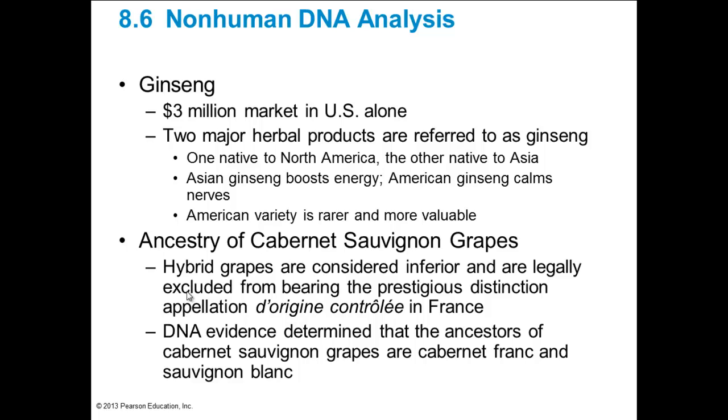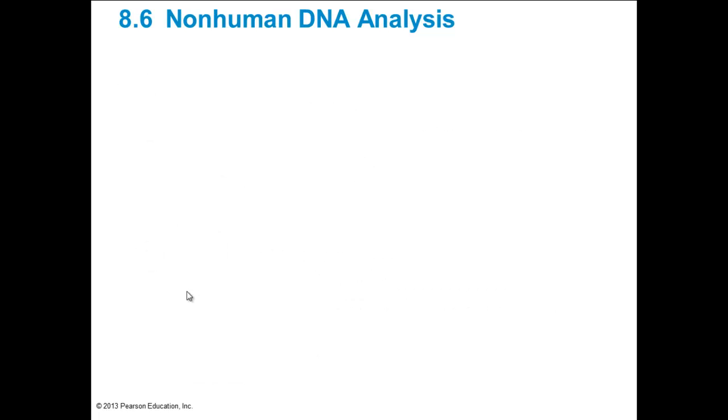And so DNA evidence is used routinely to verify that the grapes are Cabernet Sauvignon. So a small sample of DNA is obtained from the grape, and then they can determine whether it's Cabernet Sauvignon. Other varieties would be Cabernet Franc and Sauvignon Blanc.